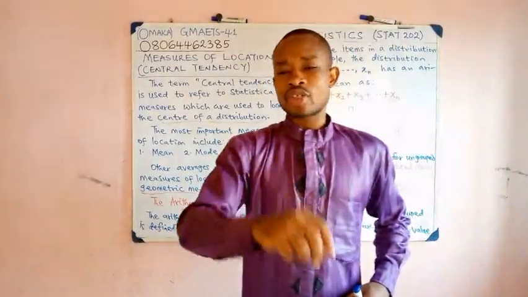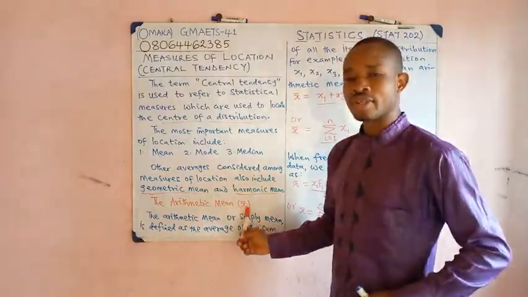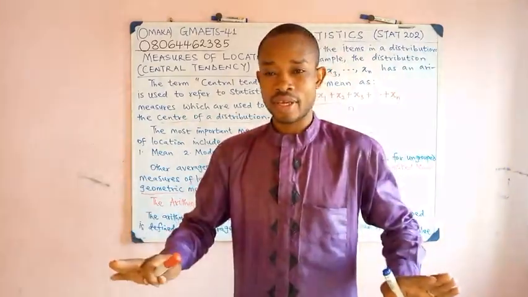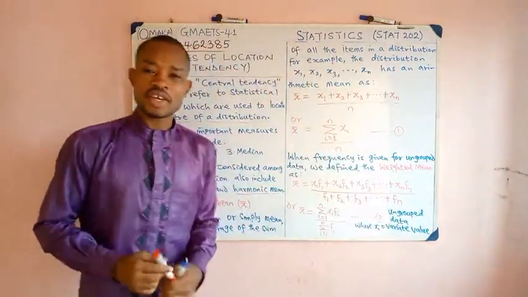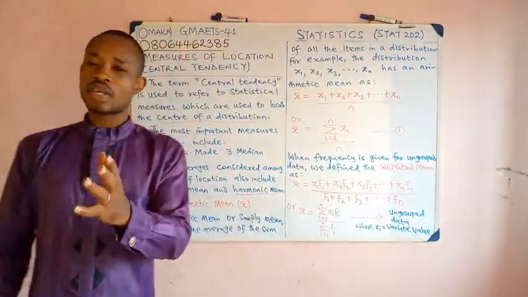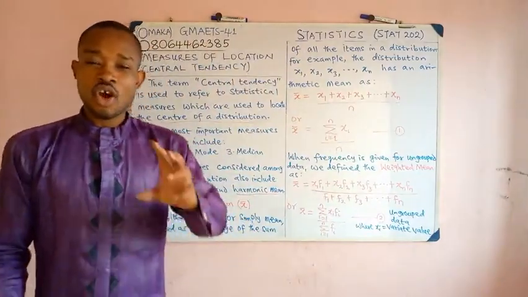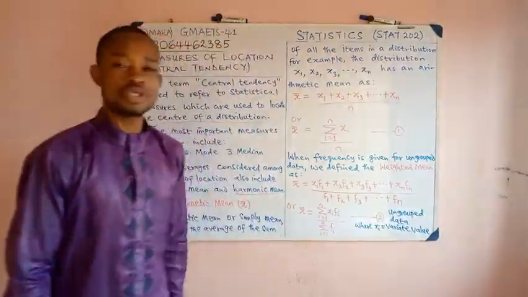Now we start first by talking about the arithmetic mean. We use x bar to represent it. Arithmetic mean, x bar. And it is also called the mean, simply. It is defined as the sum of all the items divided by the number of items. And that is actually an average. And so we can define it as the average of the sum of all the items in a given distribution.